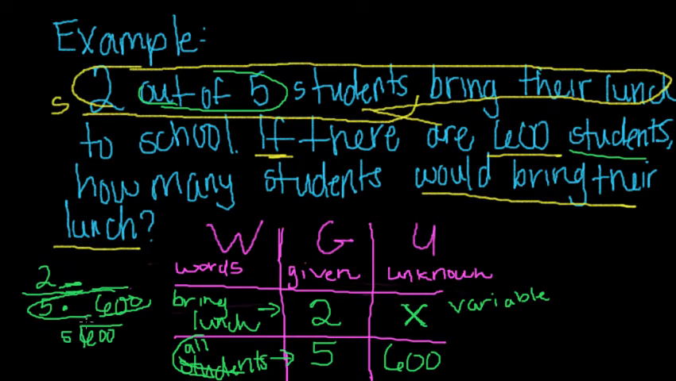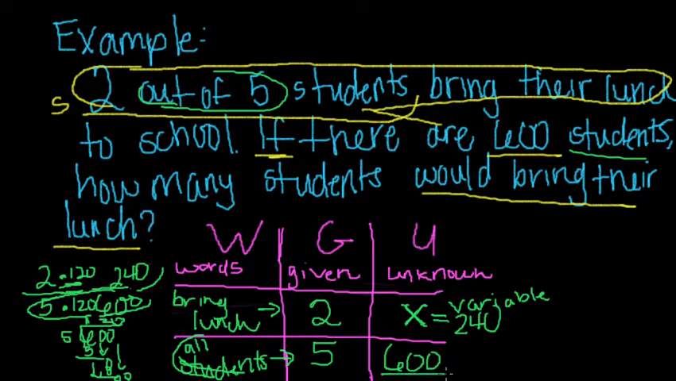Okay, 5 goes into 6 one time. Remainder of 1. Bring the 0 down. 5 goes in there. Okay, 120. So you're going to multiply by 120. That means you do the same up here because we're scaling it up. It's got to be equal. 120 times 2, 240. So what that means is 240 students would bring their lunch if there were 600 students in all. Okay?